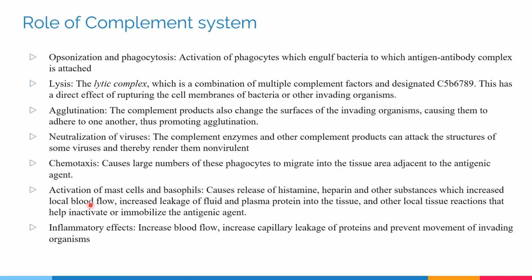Next, they also take part in activation of mast cells and basophils. The complement system causes the release of histamine, heparin, and other substances which increase the local blood flow, increase the leakage of fluid and plasma proteins into the tissue, and other local tissue reactions that help inactivate and immobilize the antigenic agents. And finally, the complement system can have inflammatory effects on the local tissue. That is, the increased blood flow, increased capillary leakage of proteins, and prevent movement of invading organisms to other tissues.